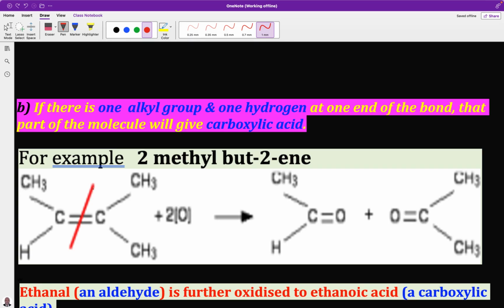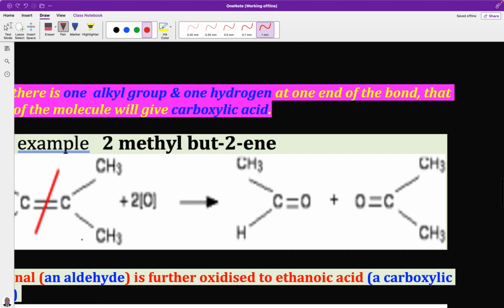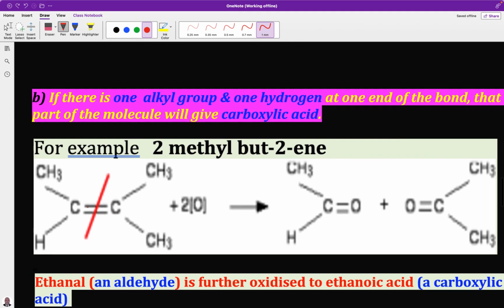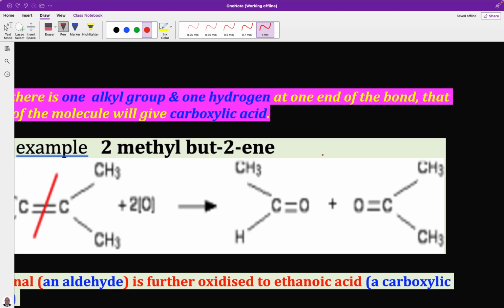There is the splitting of the carbon-carbon double bond, then addition of oxygen from the oxidizing agent. Two atoms of oxygen come from the oxidizing agent and attach themselves to the double bond. When the molecule splits in the middle and oxygen attaches itself, the two products will be an aldehyde and a ketone.